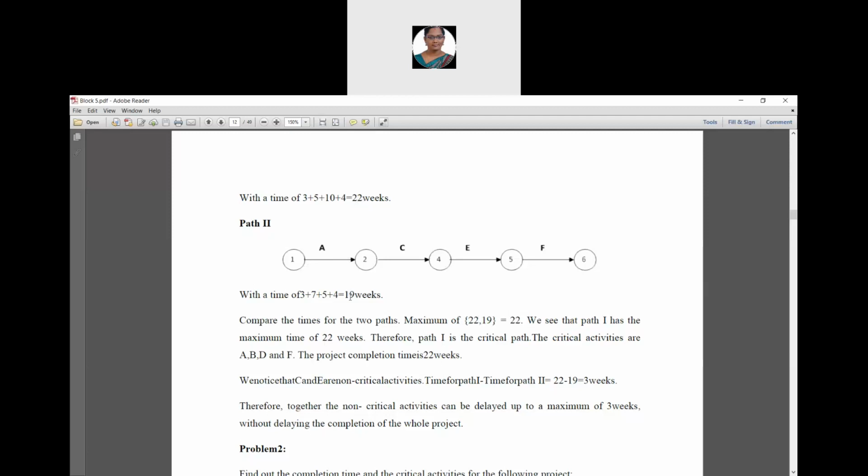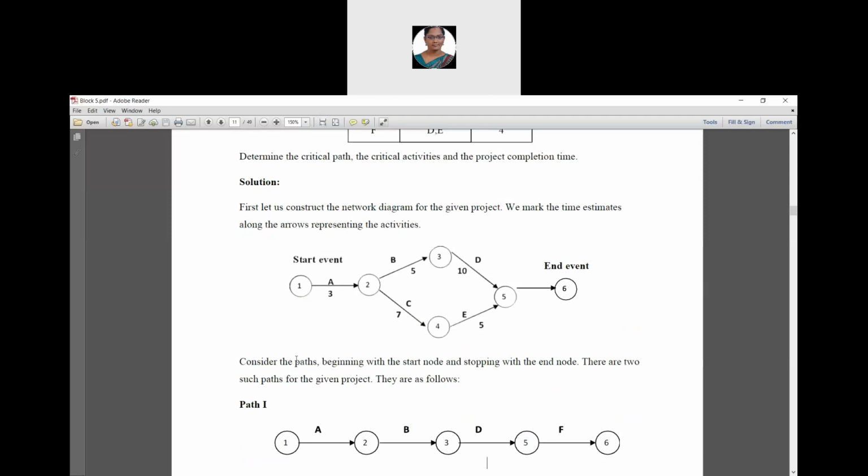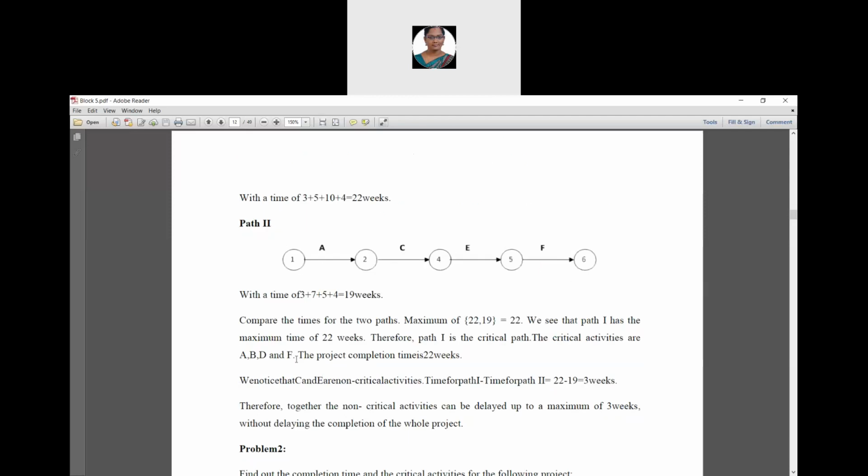So it is 22. We see that path 1 has the maximum time of 22 weeks. Therefore, path 1 is the critical path. The critical activities are A, B, D, and F. Okay, and the project completion time is 22 weeks.